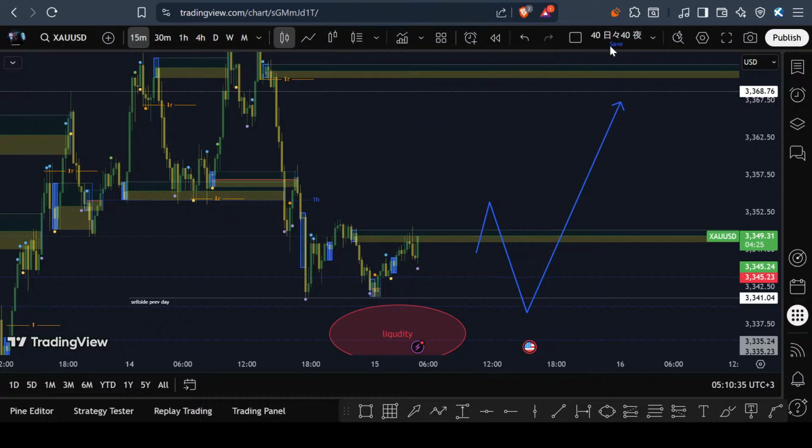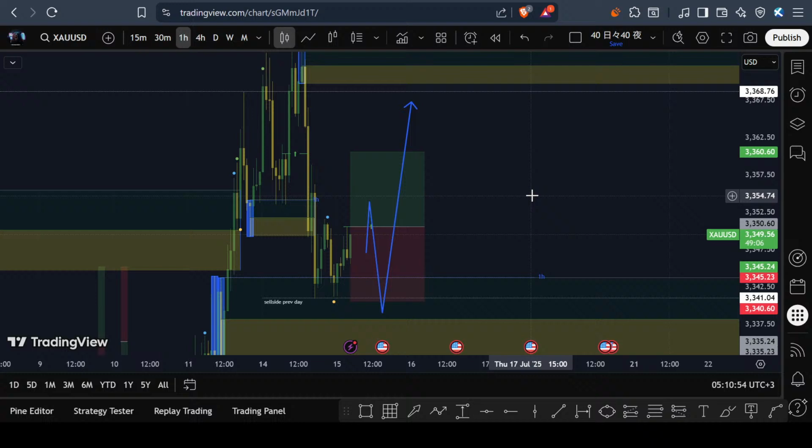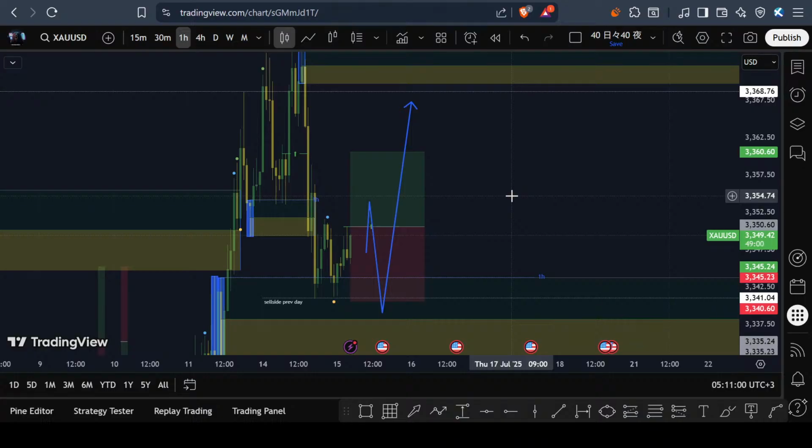Yeah, I'm done for the day, done for the session. If you wanna take this entry here, well, good for you. Good luck and all that. But yeah, this is a setup, take it if you want to take it. Proper risk management, yeah. You can take it.